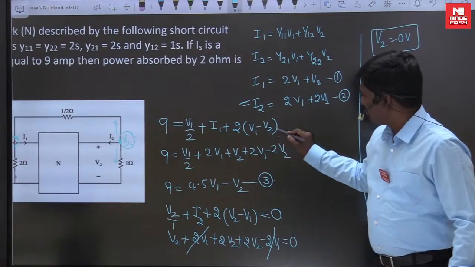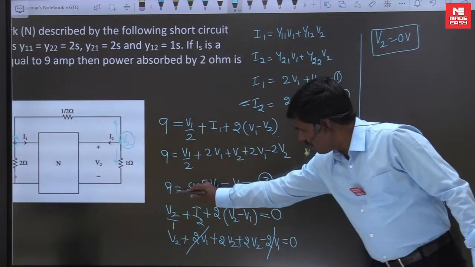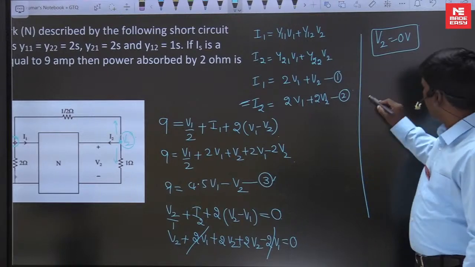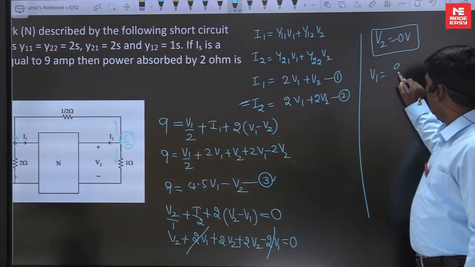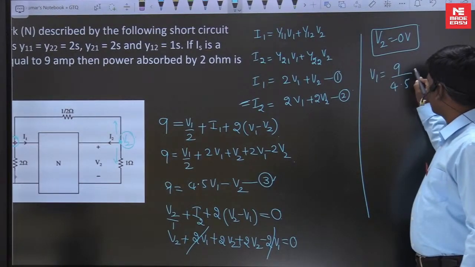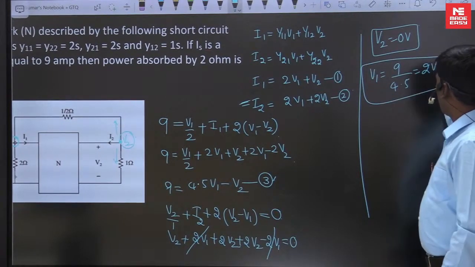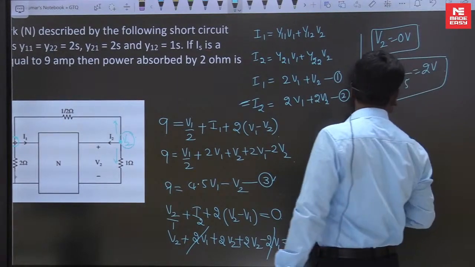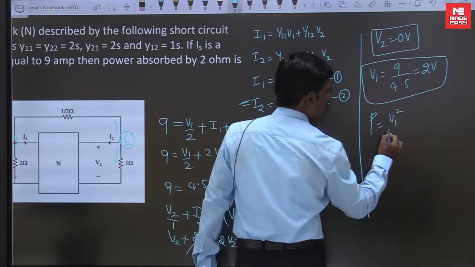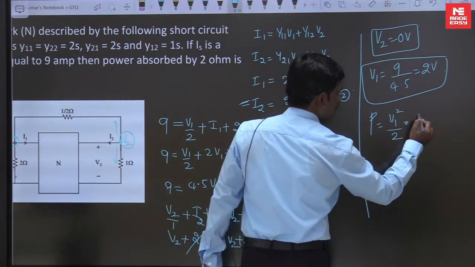Now the V1 value from the third equation: V1 is 9 by 4.5, that is 2 volts. Power P is equal to V squared by R, V1 squared by R, that is 2 watts. That is the answer.